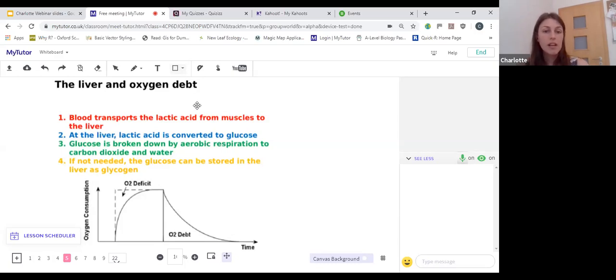At the liver, lactic acid is converted back to glucose. This is very neat, isn't it? Because then we can use the glucose again. Our bodies are really, really clever like this.